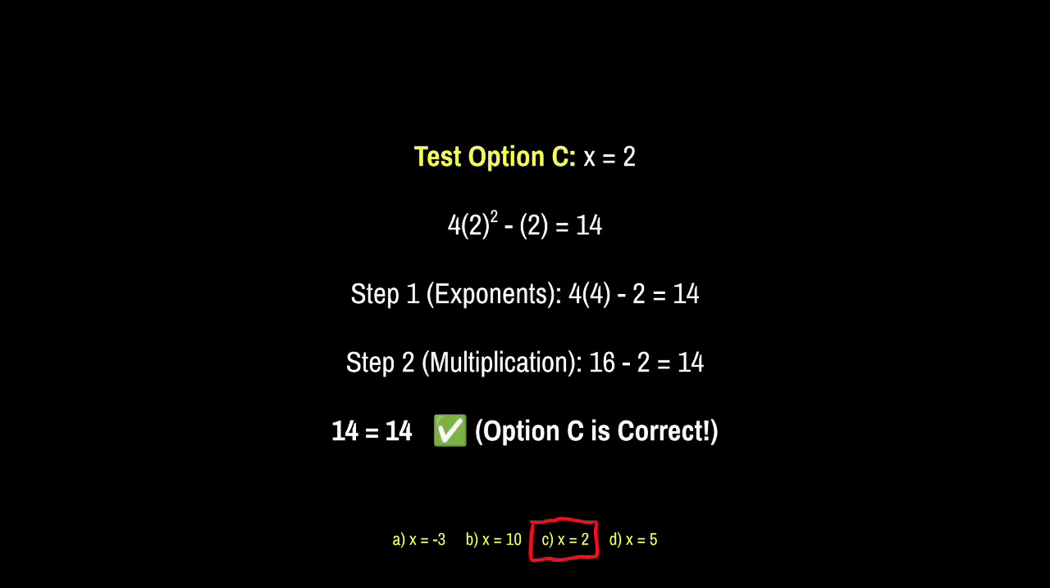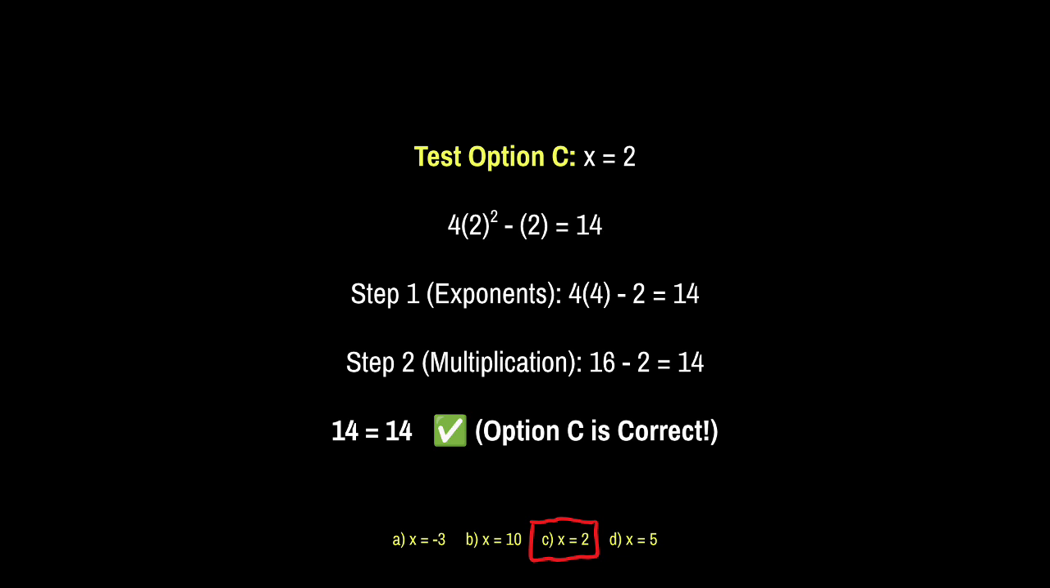Let's now test option C, x equals 2. Substitute 2 into our variable positions, 4 times 2 squared minus 2, and start with the exponent. 2 squared is 2 times 2, which equals 4. Now perform the multiplication. 4 times 4 equals 16. Next, perform the subtraction. 16 minus 2 equals 14.